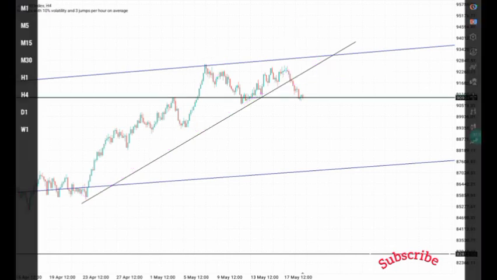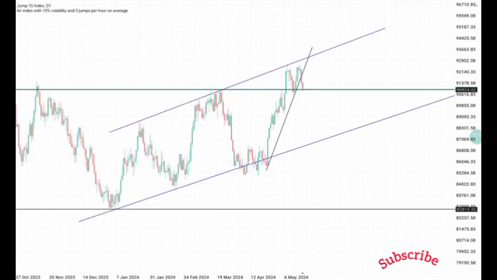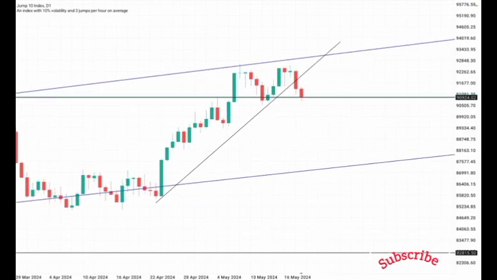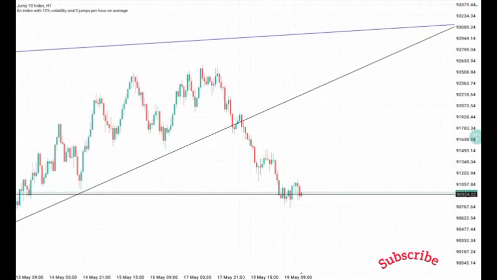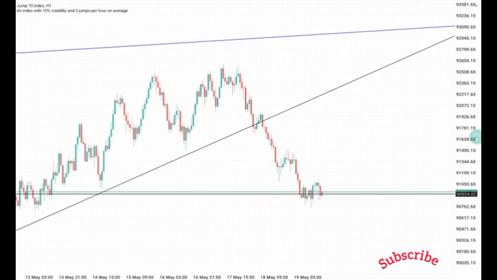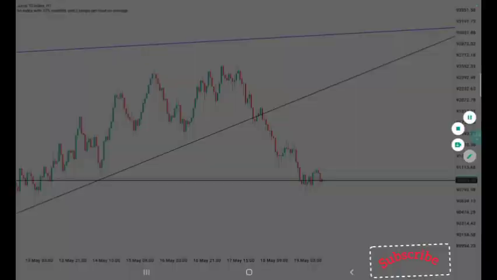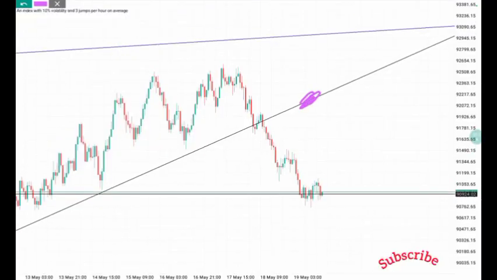So if you go on the daily, now look at the daily chart. Yesterday, the candle closed below this trend line. So today, all we needed to see was a retest of that trend line. Let me go to the lower time frame, like 1 hour. Look at it. All we needed to see was a retest of this trend line before a continuation.